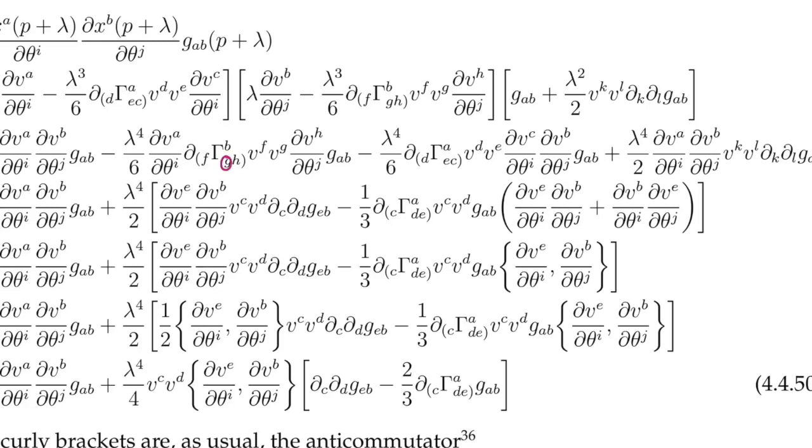So I could change the name of G, for example, without any problem. Same with B. I could change the name of B without any problem. And so there's a lot of dummy variables between this term and this term that we can make the same. But there are some variables here, some indices, that are not dummy indices.